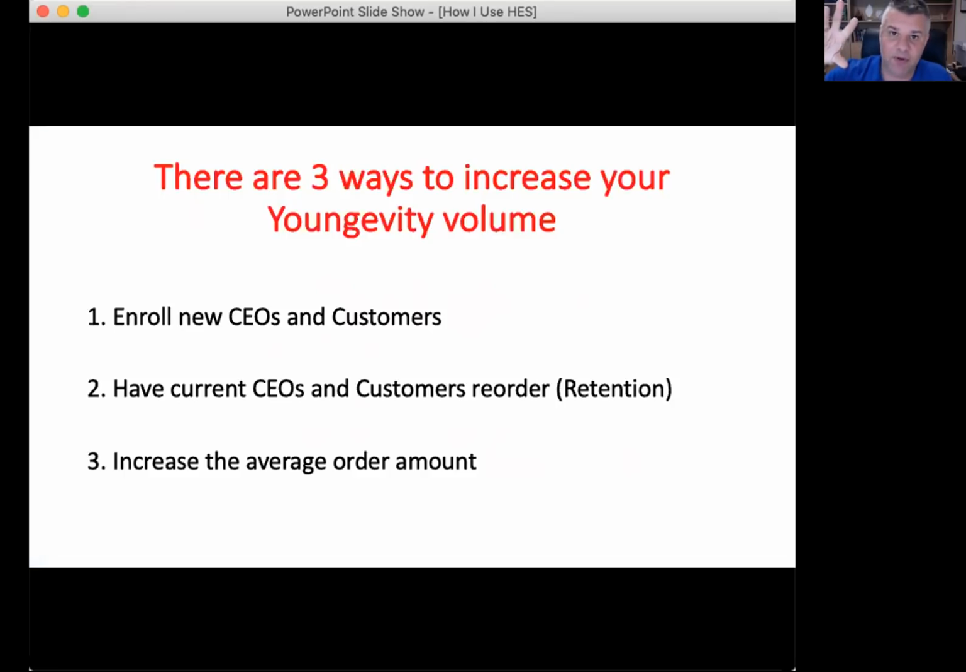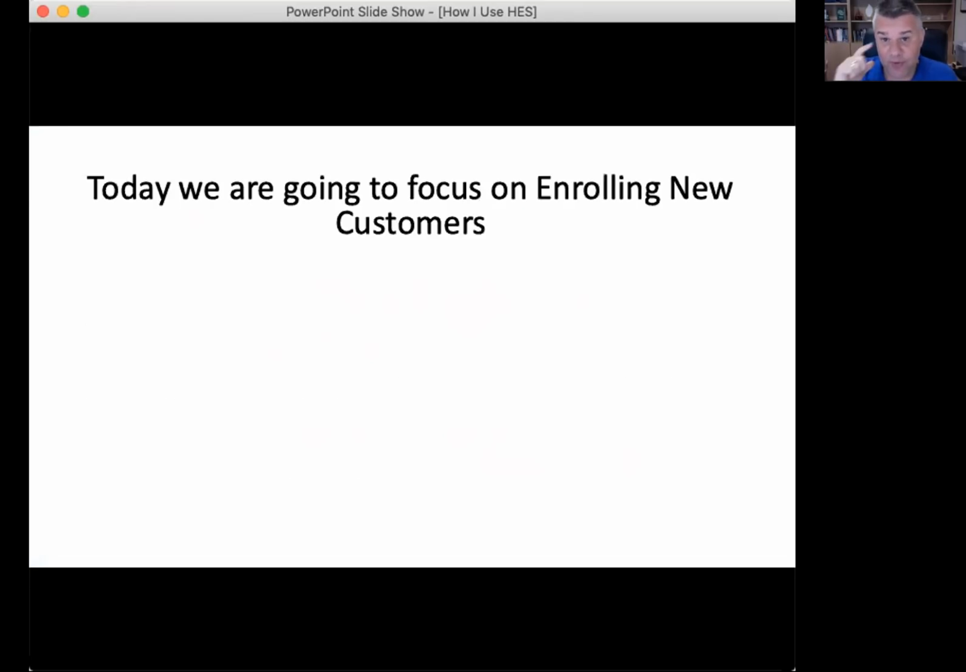So we have to become ultra focused on these 3 things. These are the only 3 things in the world that matter. A lot of us get sidetracked on all kinds of other things, and we don't put hyper focus on these 3 things. So that's what we're going to talk about today. Today we're going to focus on enrolling new customers. We're going to really focus on that part today, okay? Because there's ways to enroll new CEOs. There's retention strategies that we're going to go over in these classes in the future. And there's also how to increase the average order in your group. We're going to go over that in future classes too. But let's just take things one step at a time here, okay?